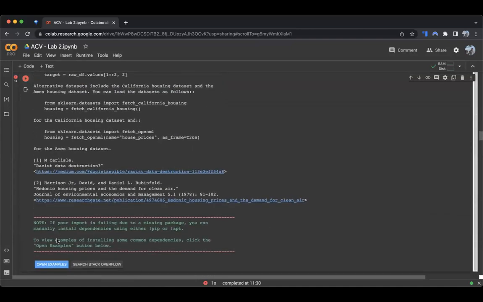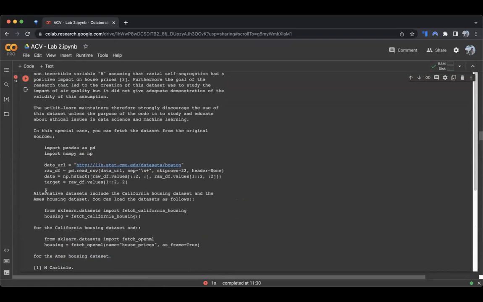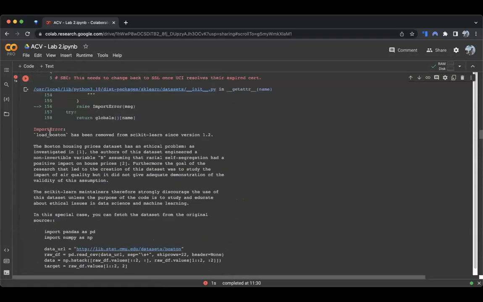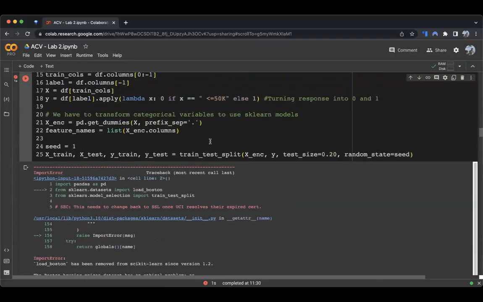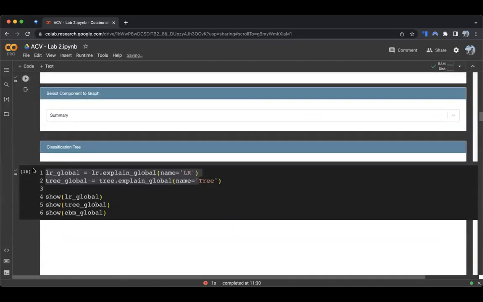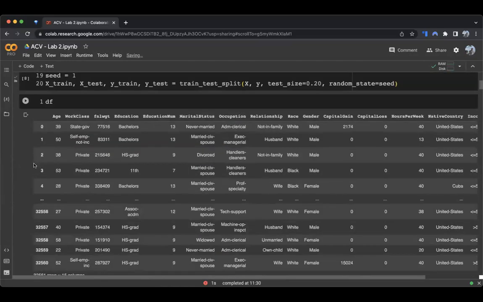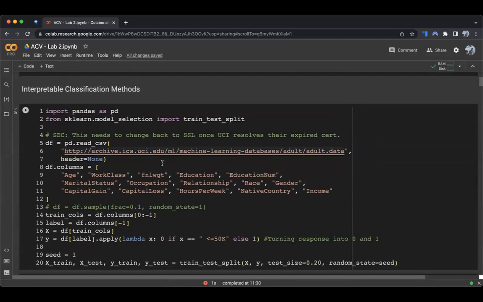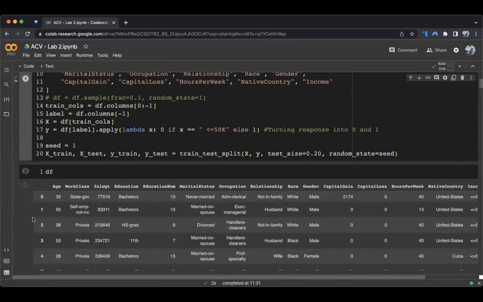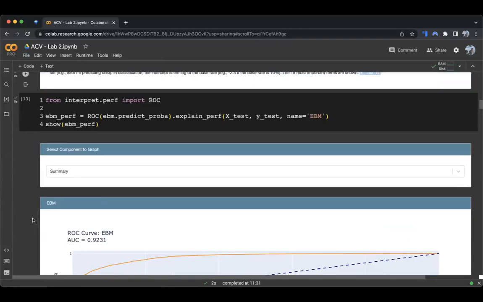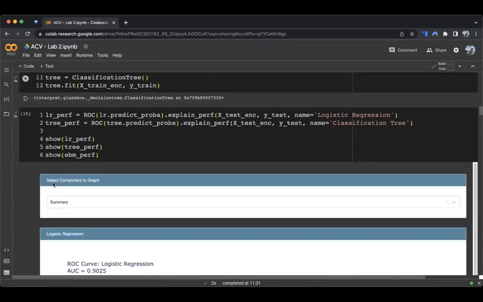Okay, I think they moved the data set. It has been removed from scikit-learn. The Boston housing prices data set has ethical problems as investigated. So they investigated this data set and decided to remove it. Let's go back to the same original data set like this one. Should be good for us. And let's just remove this data set from here.